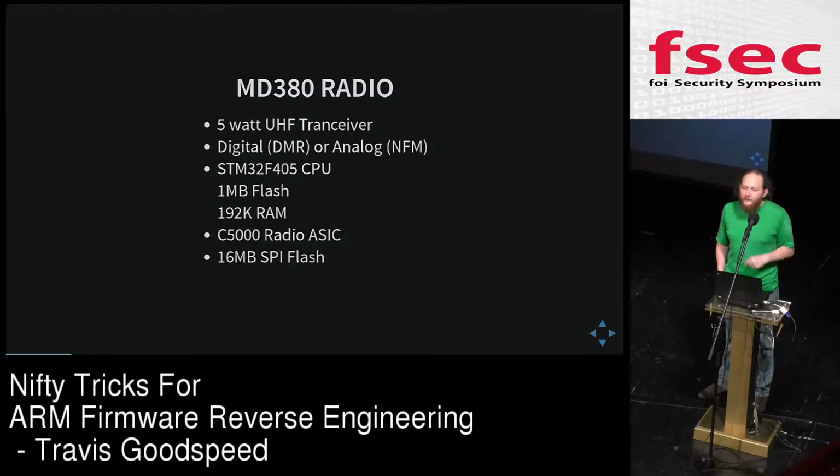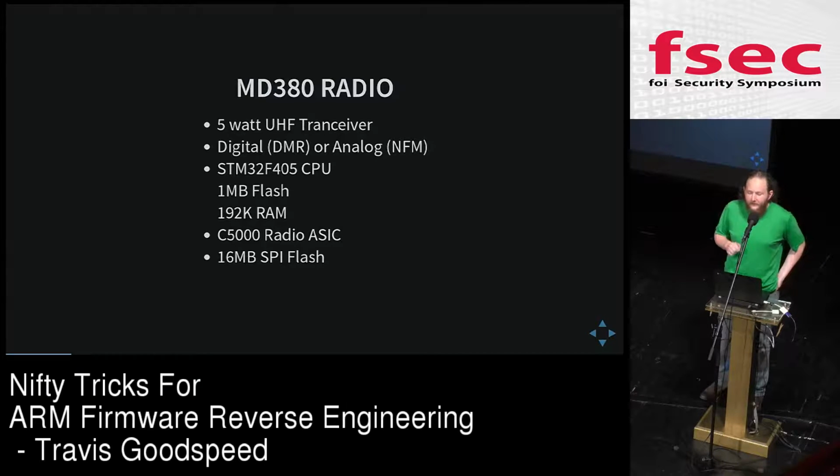The CPU of this device is an STM32F405. It has 1 megabyte of flash and 192 kilobytes of RAM internal to it. There's also a 16 megabyte SPI flash, which when they initially made the design was expected to only be 1 megabyte. So 15 megabytes are unused, and that gives us plenty of space to store extra things.